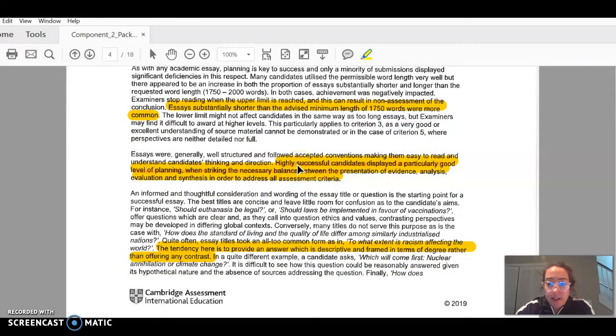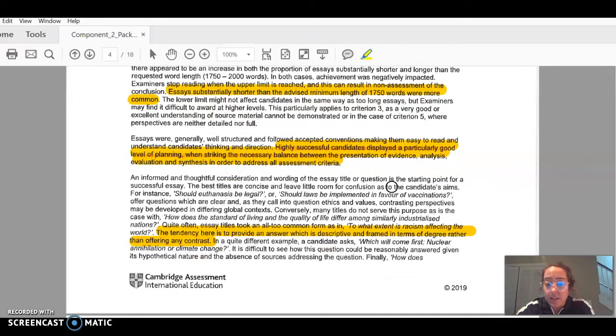They said highly successful candidates had a good level of planning, and they, as it says, struck the necessary balance between the presentation of evidence, analysis, and evaluation in order to address all of the mark scheme, all the assessment criteria. They talk later in this document about how much evidence you quote and being strategic about it. If you spend a ton of time doing these block quotations, that's reducing your word count and not really moving ideas forward. You want to include sources to show somebody else's way of thinking, but it's your way of thinking that's being judged.